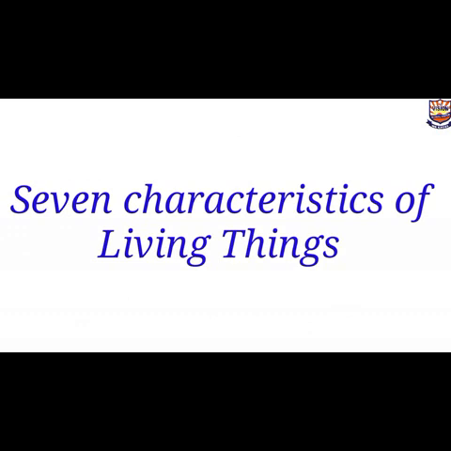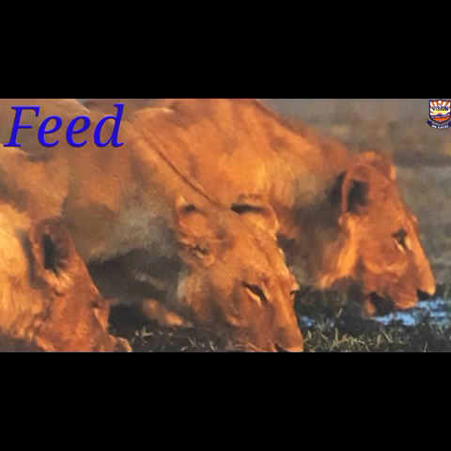Our next topic is some common characteristics of living things. All living things have 7 characteristics or life processes. Animals feed to produce energy and to grow. They eat other living things. Plants make their own food by photosynthesis.